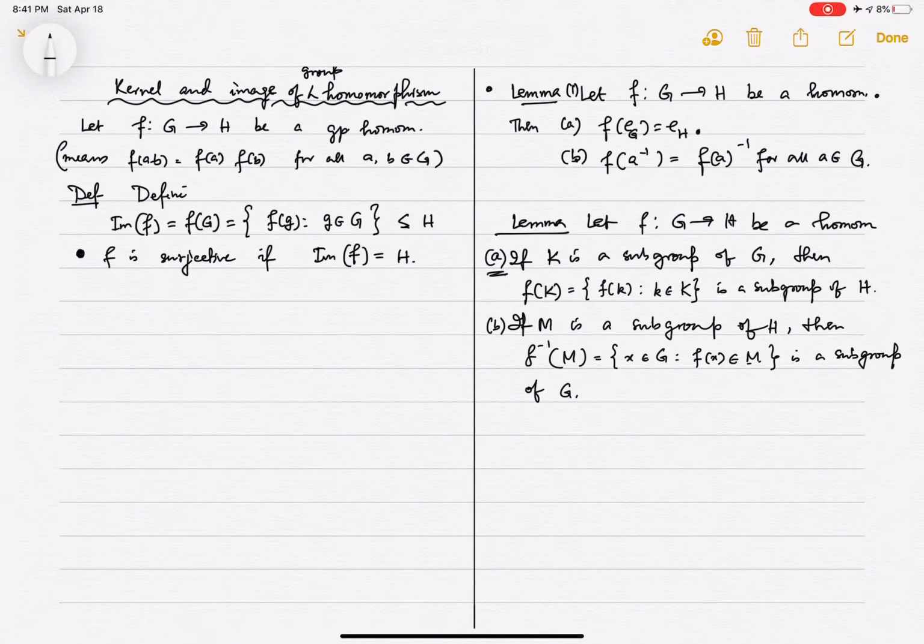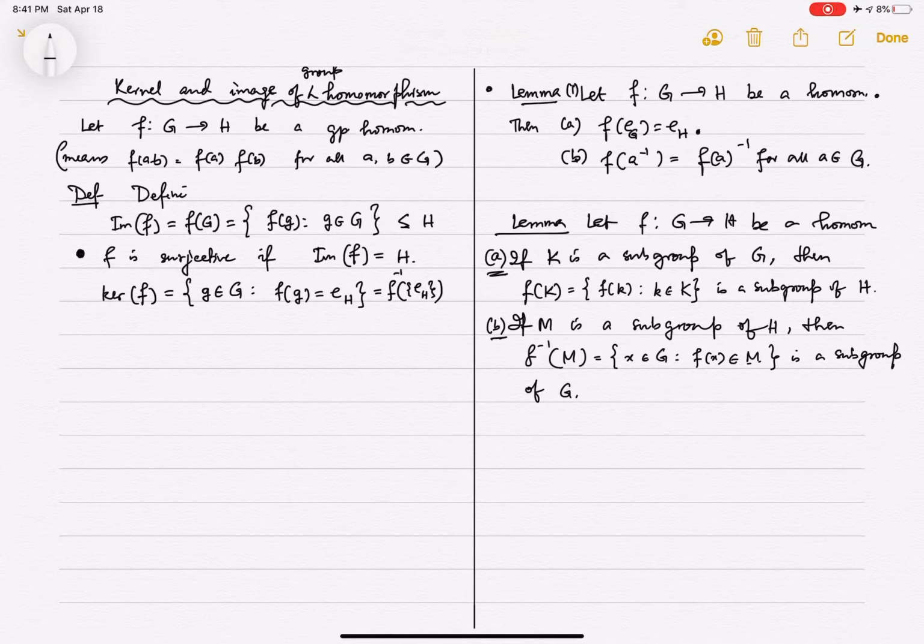And then the other one is something called the kernel of f. And this is all things in G. So this is a subset of G. The previous one was a subset of H. It's all things in G such that when you apply f to them, you get the identity. I mean the identity of H. So alternatively, you could say this is same as the pre-image of the identity subgroup.